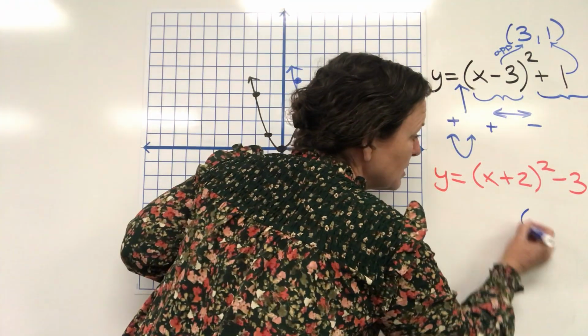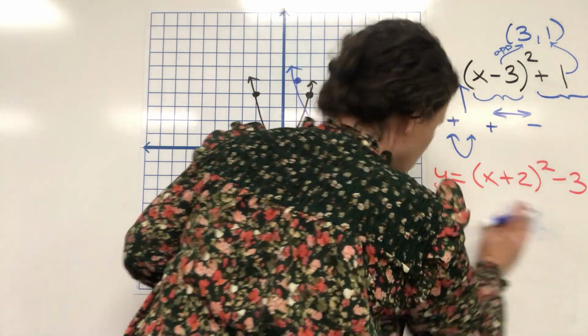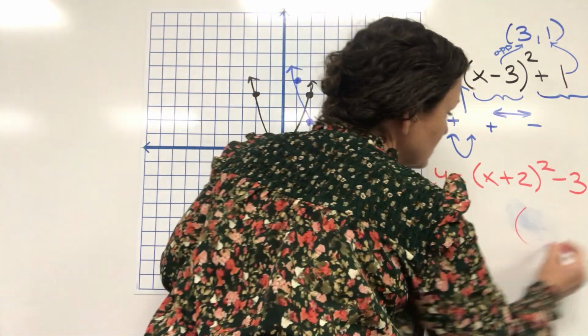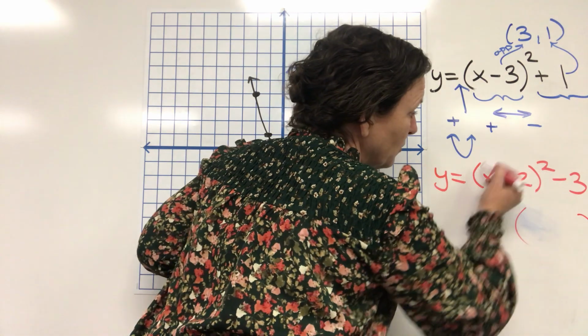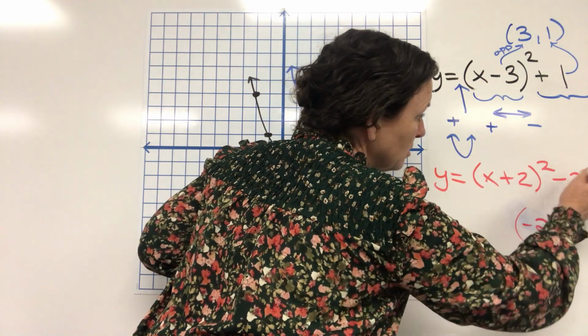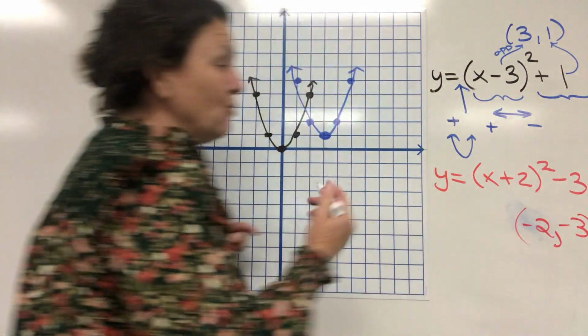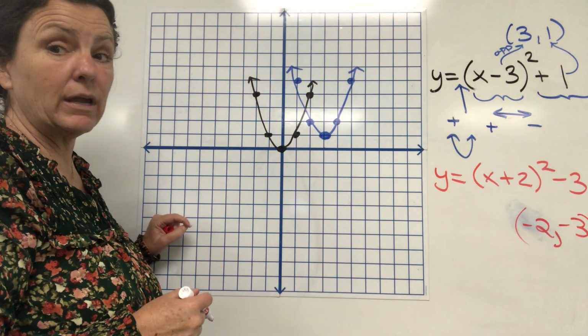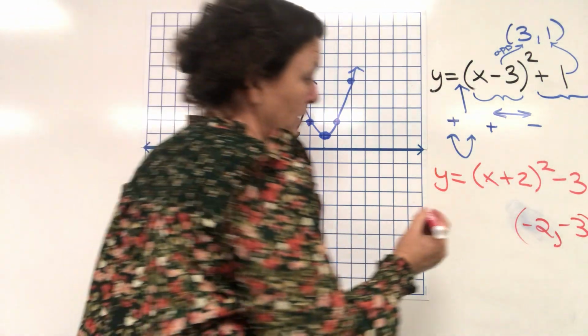What's our new vertex going to be for this one? Oh, shenanigans. Let me do it in red. Again, this is called vertex form. So what's the opposite of this? Negative 2. And drop that number in. My new vertex is (negative 2, negative 3). Or you can just do it like this.